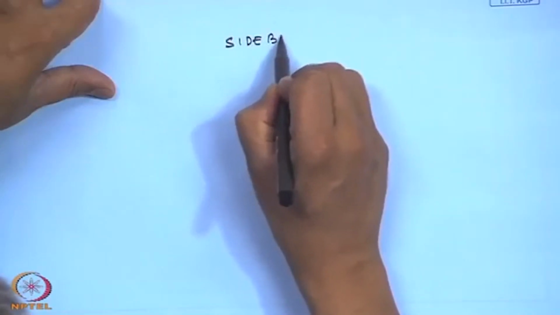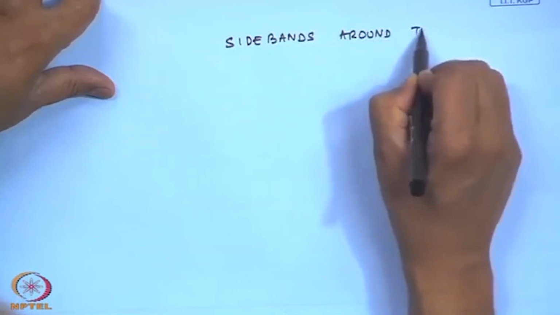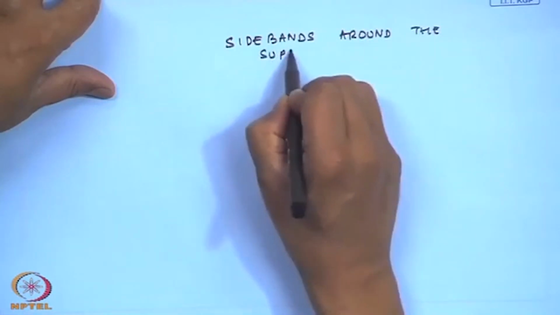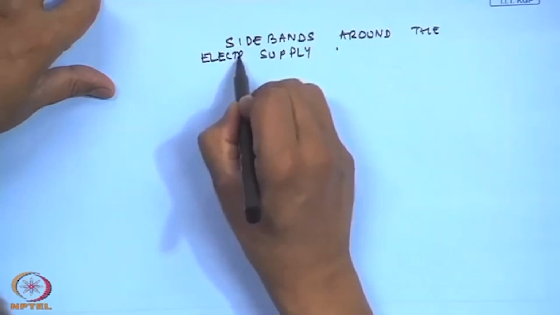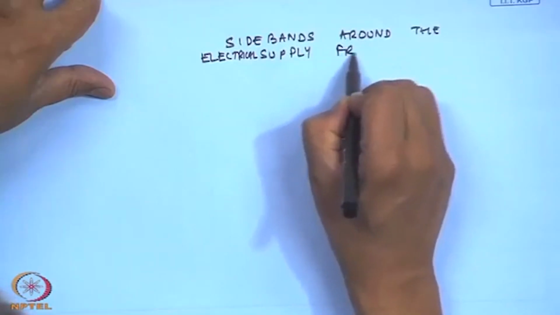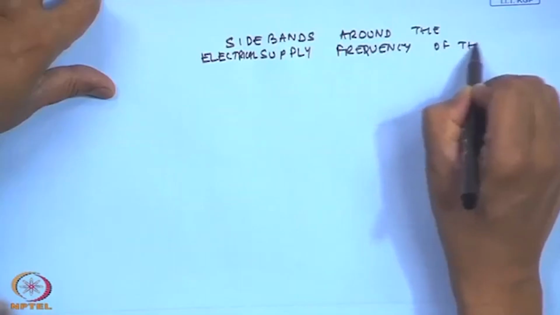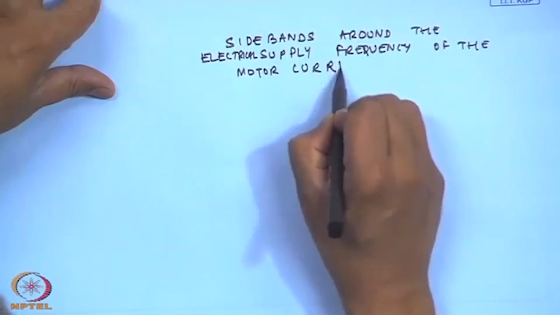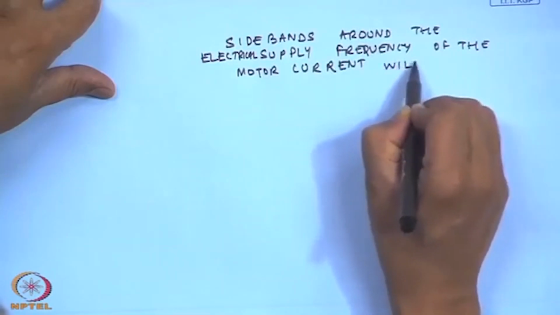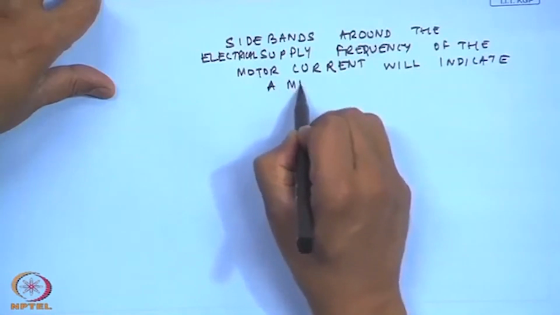Okay. So, sidebands around the supply, I mean the electrical supply frequency of the motor current will indicate a mechanical fault.